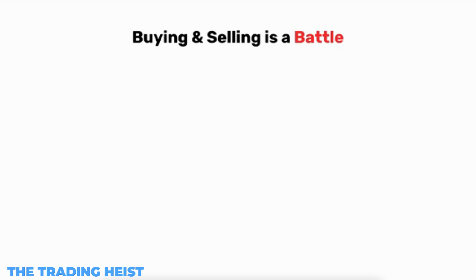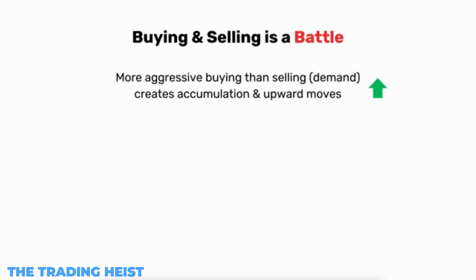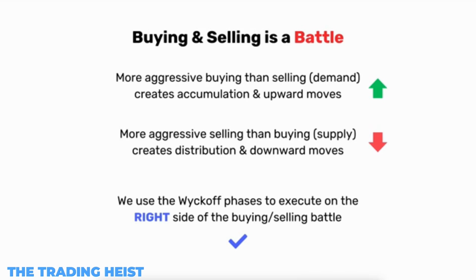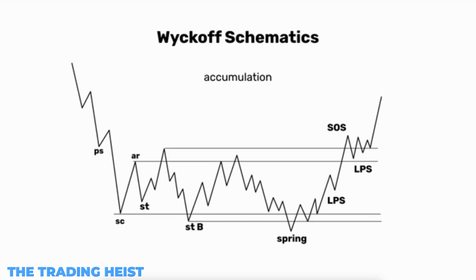So essentially, buying and selling in a market is a battle. More aggressive buying than selling, meaning more demand than supply, creates accumulation and upward moves. More aggressive selling than buying, meaning more supply, less demand, creates distribution and downward moves in a market. And we use the Wyckoff phases of accumulation, distribution, markup, and markdown to execute on the right side of this buying and selling battle. So how exactly do we do it? Well, we do that through Wyckoff schematics.